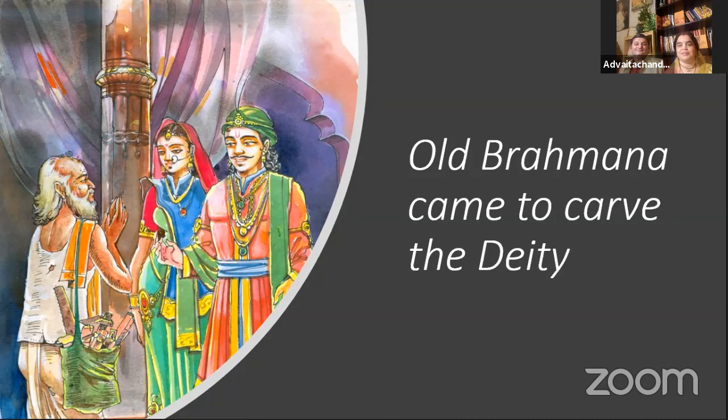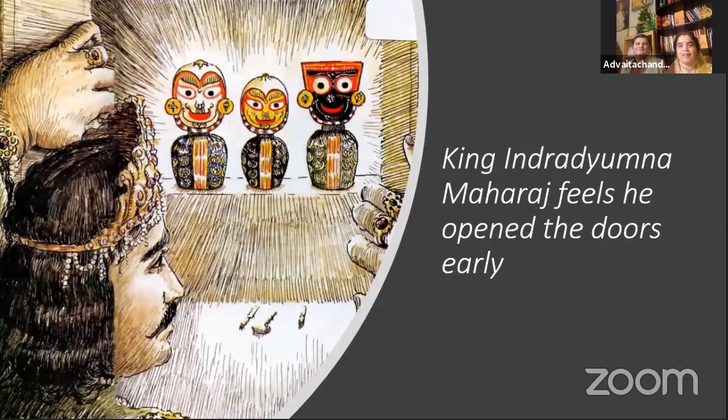Next slide, please. When Maharaj Indradyumna opened the door, he saw this most glorious form of Sri Jagannath, Balabhadra and Subhadra. Jai. So then Maharaj Indradyumna saw this beautiful form of Jagannath, Baldev, Subhadra, but he didn't see the sculptor there. The old Brahmana was not there.